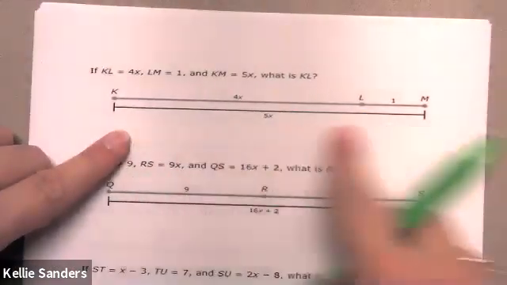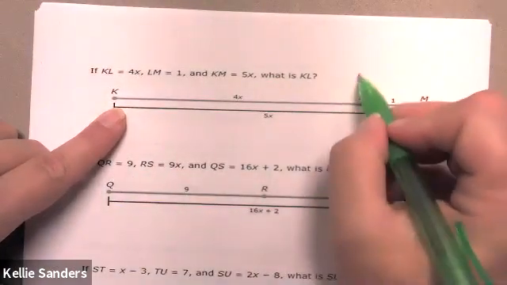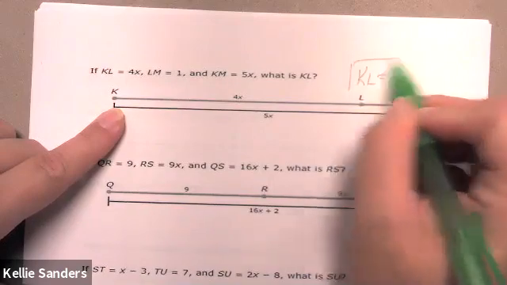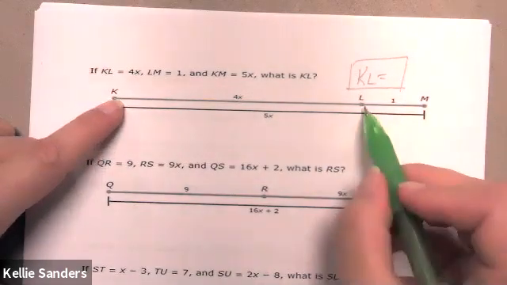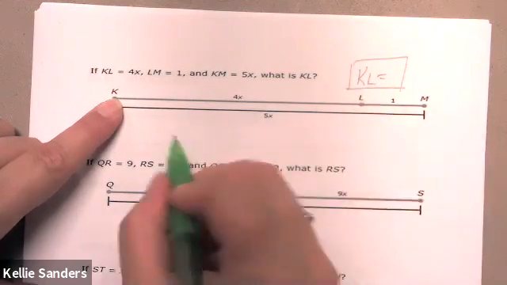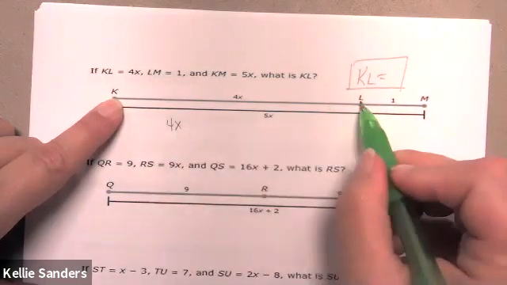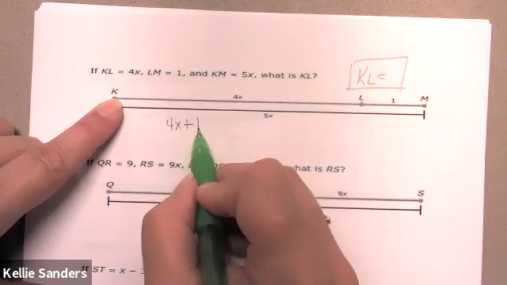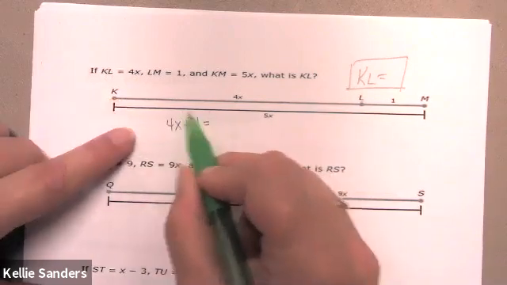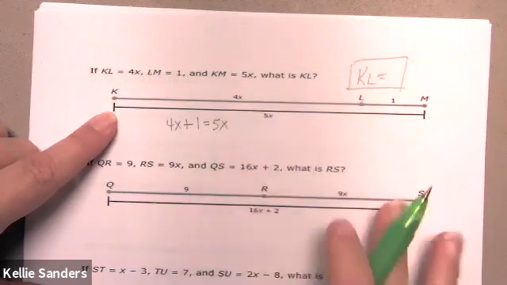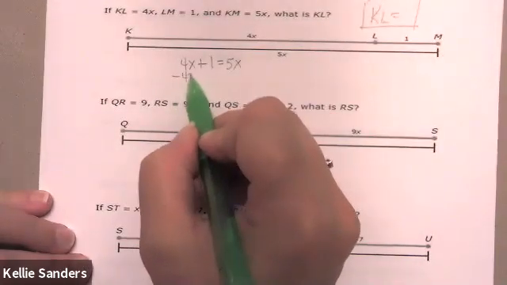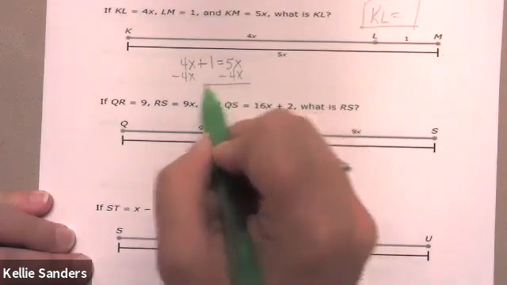Okay, to have it pictured, and I want KL. Whenever I get KL, then I'm going to be finished. So KL right now is 4x. The other part is 1, so we put plus 1. And if it equaled the whole thing, it would be 5x. Get x by itself, so we're going to move this 4x over to the 5x.